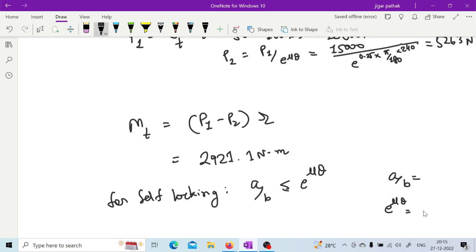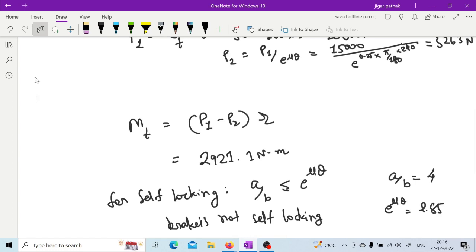Since the value of P we have calculated is positive, so it is not self-locking. Correct, that is also a correct interpretation. Yes, the brake is not self-locking. But still you can show these values here also. What are these values? a by b and e raised to mu theta. a by b is 4, right? Yes, sir. And e raised to mu theta is? 2.85 almost, right? Okay, so this is how we have answered what they have asked.